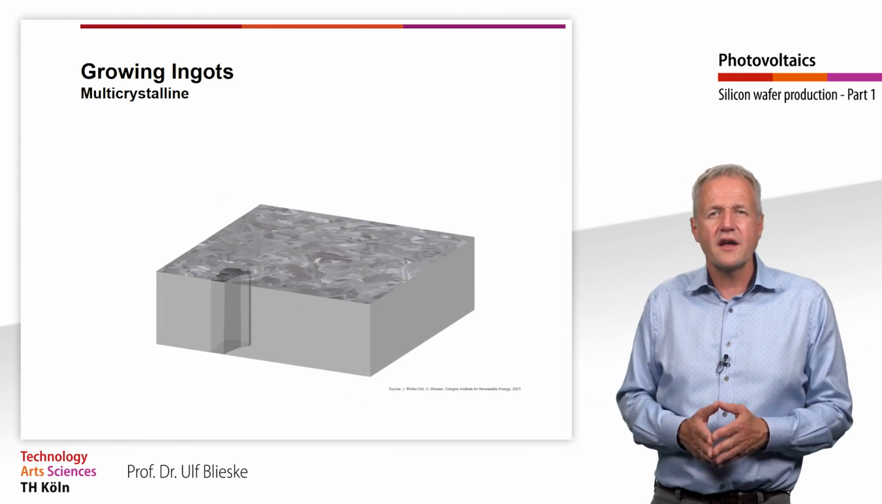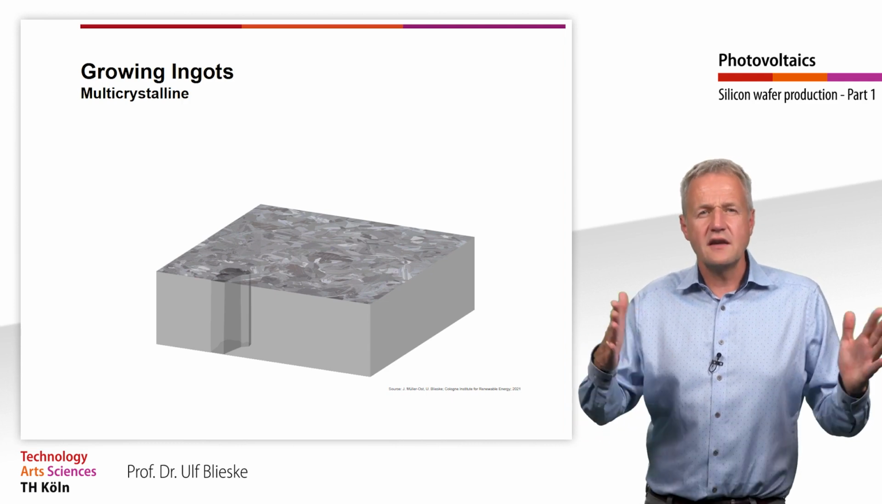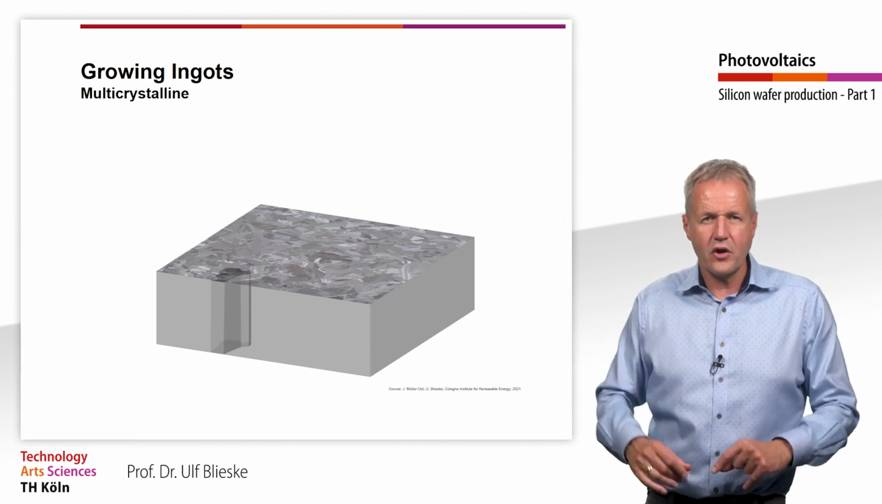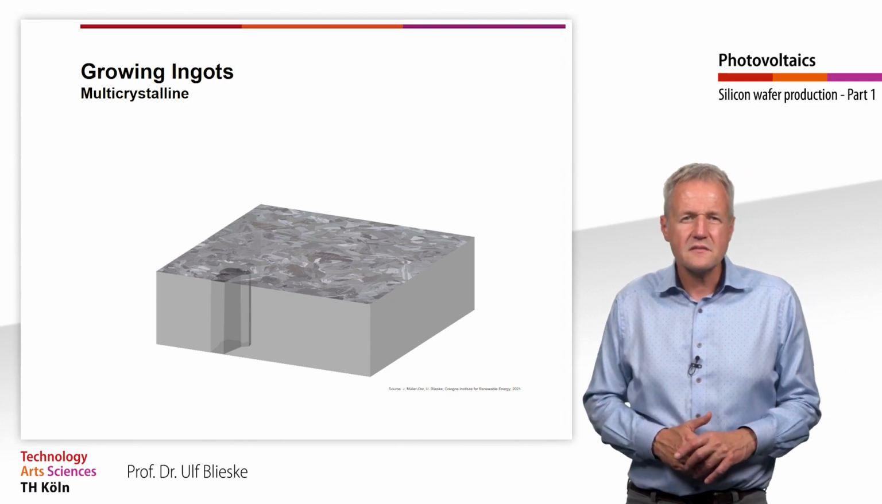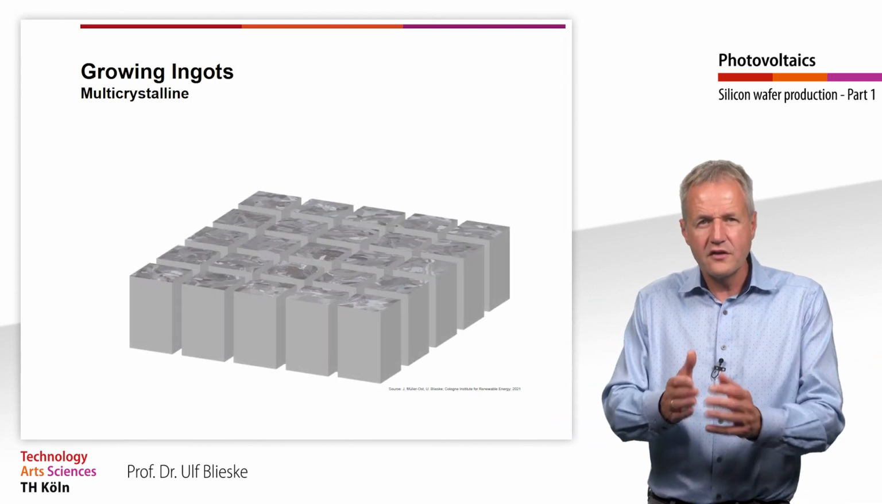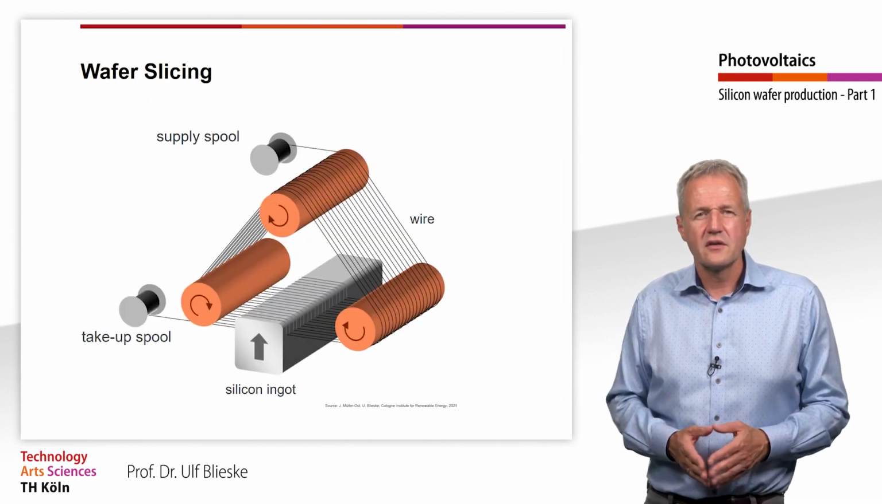After the silicon block has cooled, it can be released from the crucible. The individual single crystals can now be clearly seen on the surface of the block. The very large silicon blocks are then sawn into smaller blocks. These blocks can now be cut into wafers in the next step.